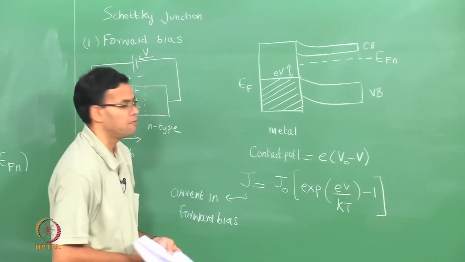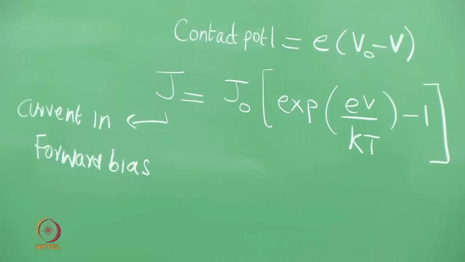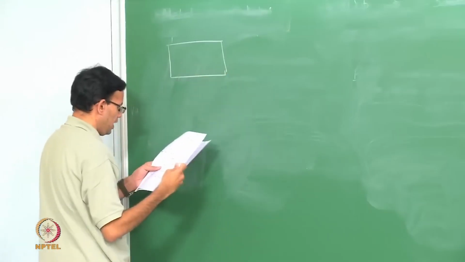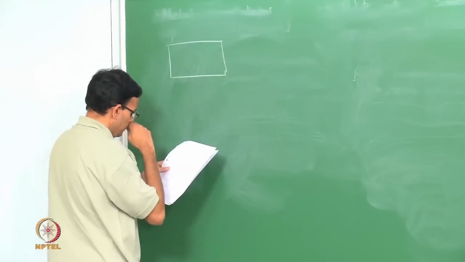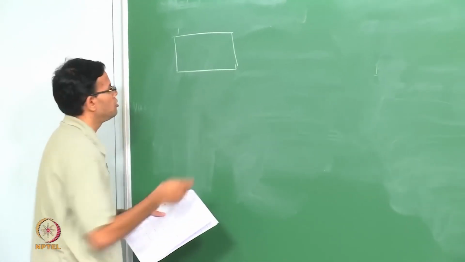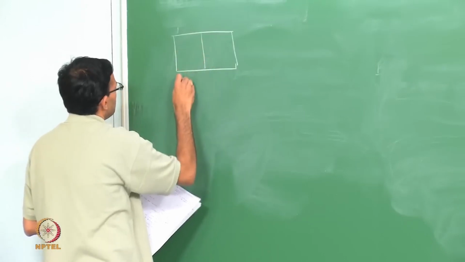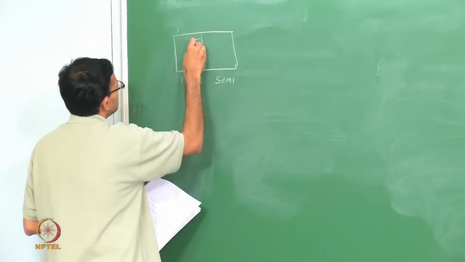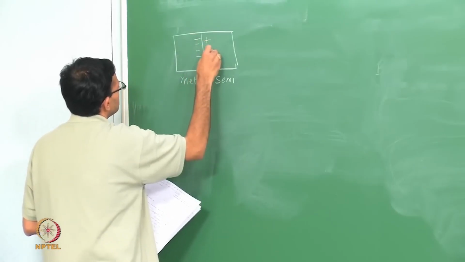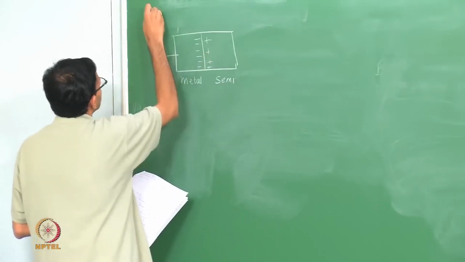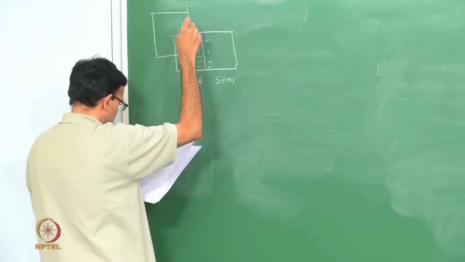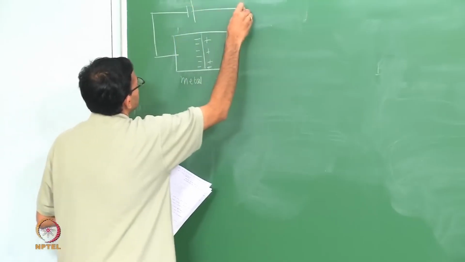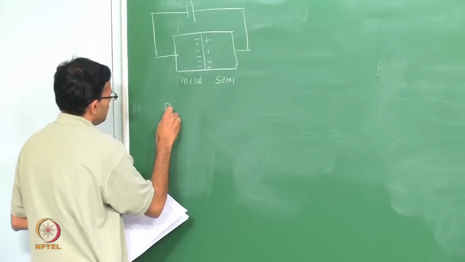So, what happens if we apply a reverse bias? In the case of a reverse bias, the metal side is connected to a negative and the semiconductor is connected to a positive. So, this is the metal, this is the semiconductor, so this is reverse bias.